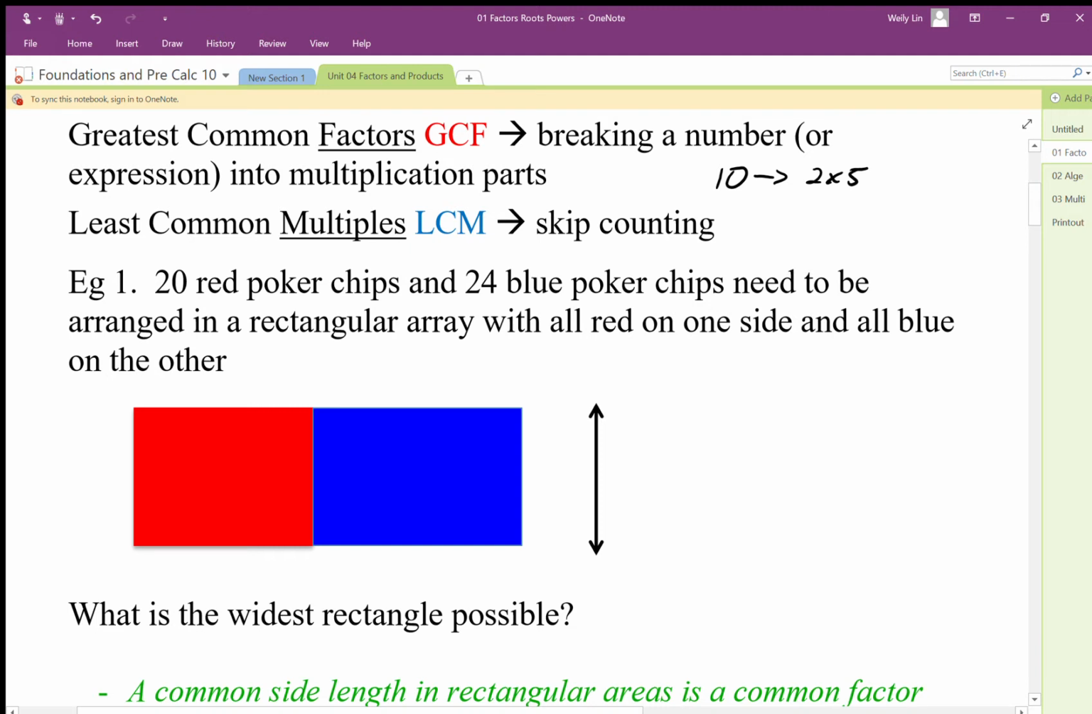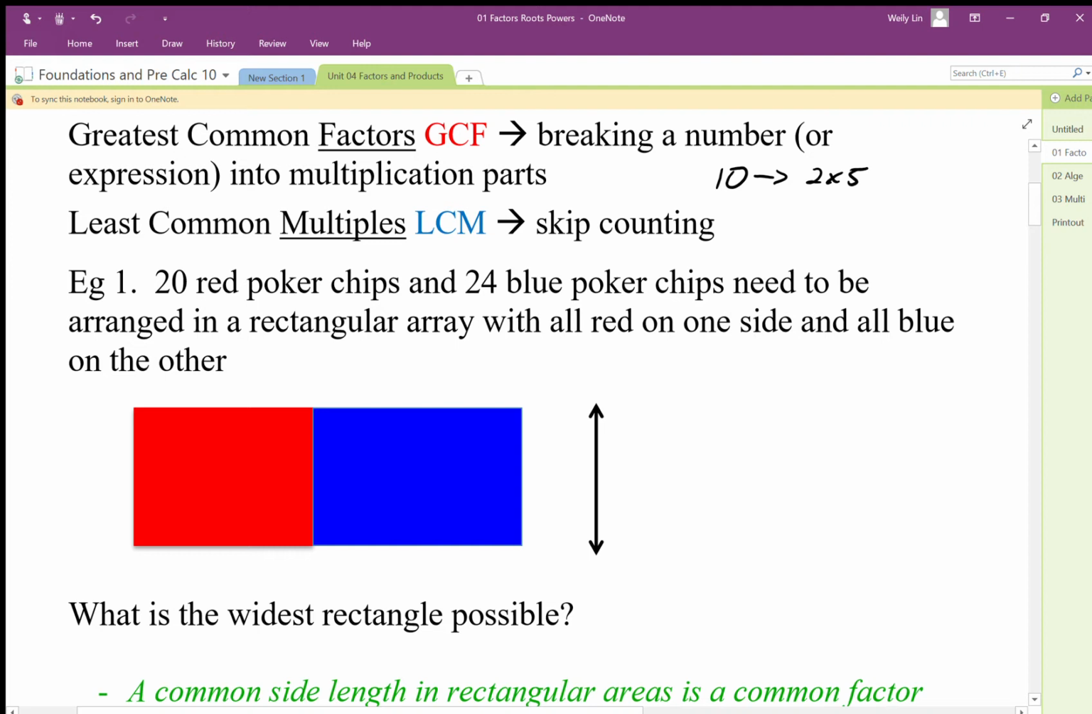So here we have a problem where we have 20 red poker chips and 24 blue poker chips. Imagine arranging 20 red poker chips in the red area and 24 blue poker chips in the blue area. And it needs to be arranged in a rectangular array, where they're all in a row, and they have to have the same number in each row. So we need to figure out how we can arrange these poker chips so that the red side and the blue side have the same number of rows.